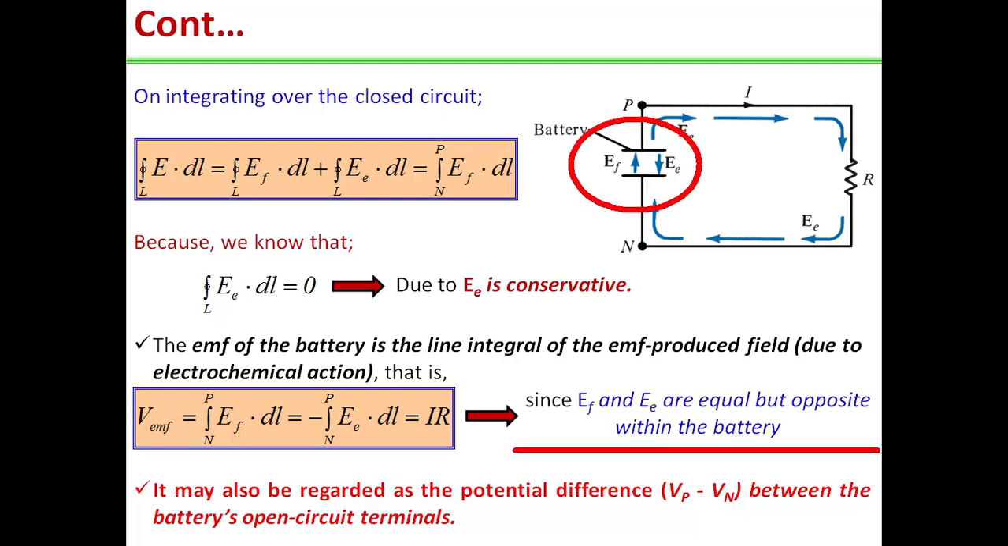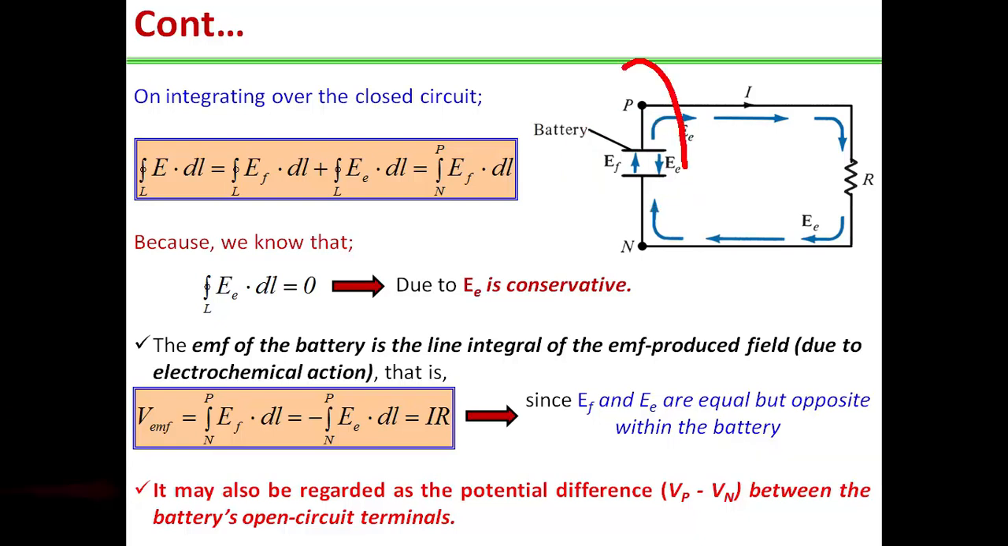Since E_f and E_e are equal but opposite within the battery as given in the figure, it may also be regarded as the potential difference V_P minus V_N within the battery open circuit terminals, because within the battery the potential difference will exist due to the charge accumulation at the walls of the battery. So we will have the potential difference as V_P minus V_N between the battery terminals.